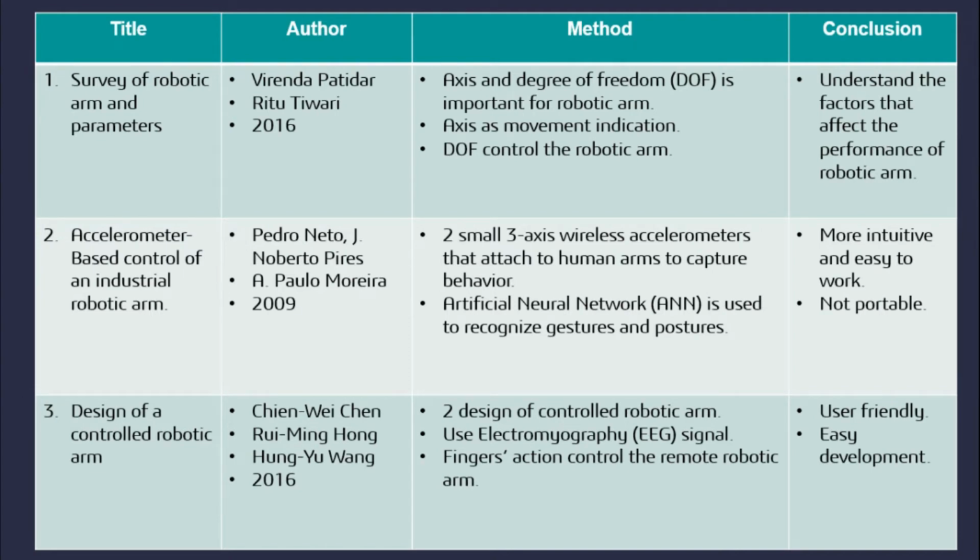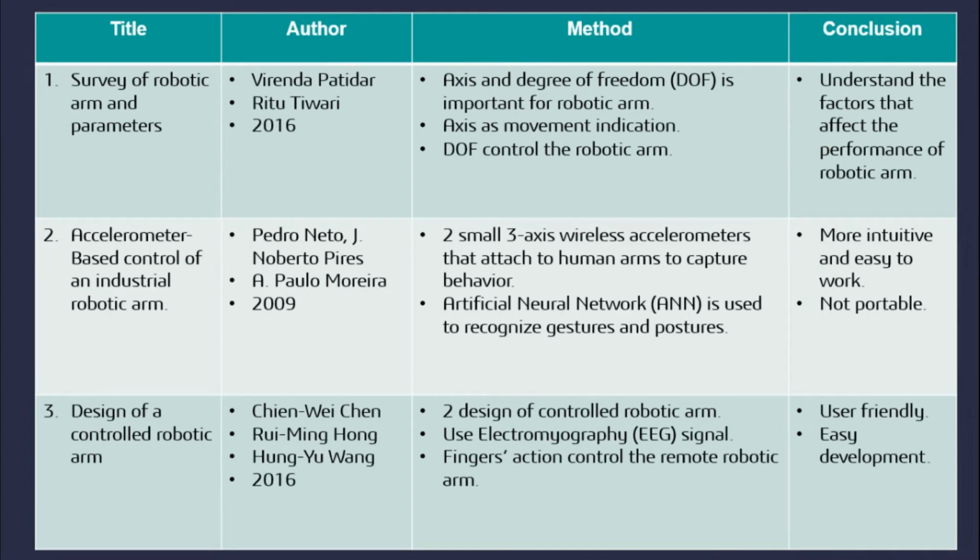Second literature is accelerometer-based control of an industrial robotic arm. This literature proposes an accelerometer-based system to control the industrial robot. They use 2 small 3-axis wireless accelerometers attached to human arms to capture the behavior. Artificial neural network (ANN) is used to recognize gestures and postures. The developed product is more intuitive and easy to work with. However, it is not portable.